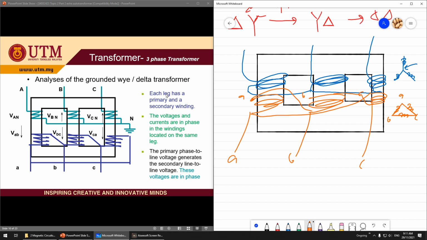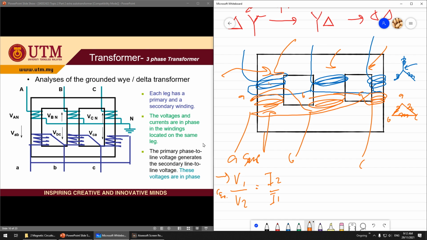This is just theory. Each leg has the primary and secondary winding. This one is leg A, leg B, leg C, each with primary and secondary winding. The voltage and current are in phase in the windings located at the same leg. So basically the phases for this one and this one are the same, but the voltage is not the same. Remember, V1 divided by V2 equals I2 divided by I1. So voltage changes depending on the winding, but the phase at the same leg remains the same.